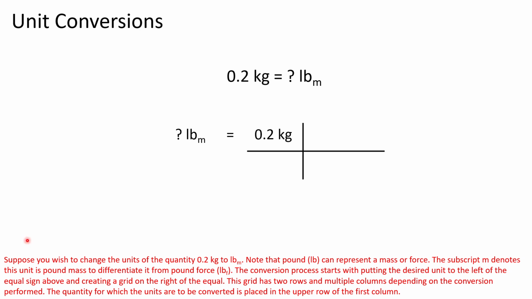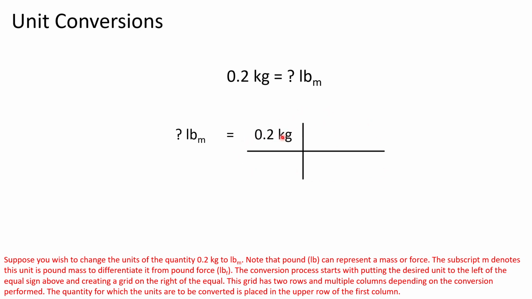Suppose you wish to change the units of the quantity 0.2 kilograms to pounds mass. Note that pound, lb, can represent a mass or force. The subscript m denotes this unit as pound mass to differentiate it from pound force, lb sub f. The conversion process starts with putting the desired unit to the left of the equal sign above and creating a grid on the right of the equal.